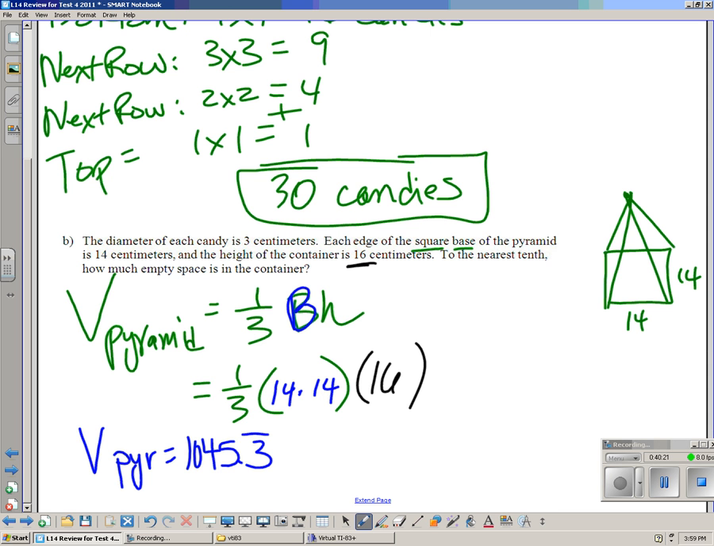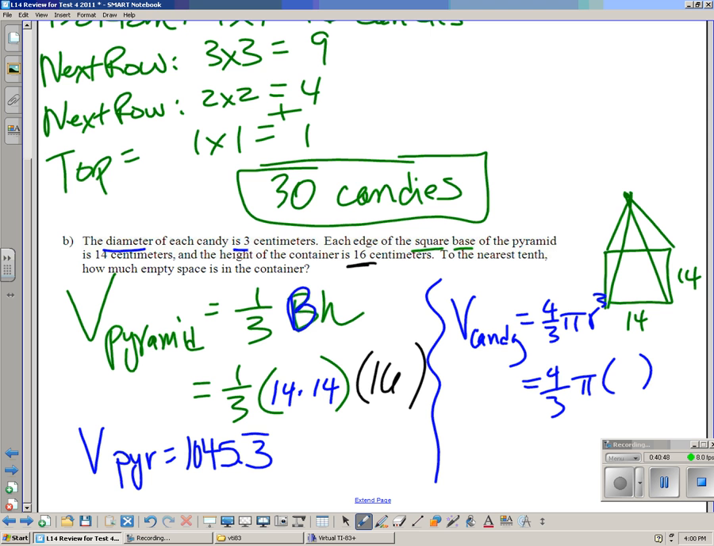Okay? Now, each candy is a sphere. The little round candies, they're spherical. So what we can do is get the volume of one of the candy by using the volume of the sphere formula, which is 4/3 pi r cubed. They told us the diameter of each candy was 3 centimeters, which means that the radius is half that, or 1.5. So we're going to type this into our calculator for the volume of the candy.